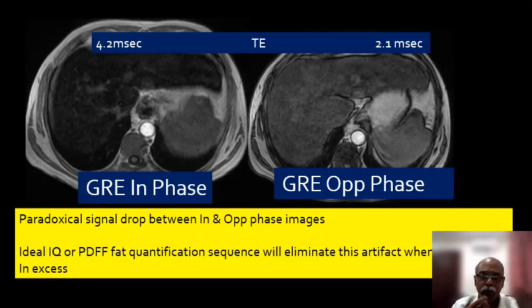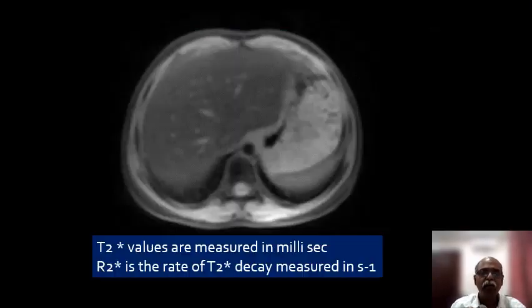Now, when you start doing chemical shift imaging of the liver, you have got two TEs: in phase and opposed phase. Opposed phase comes first, in phase comes later. Opposed phase is 2.1 milliseconds at 1.5 Tesla, and in phase is 4.2 or 4.4. So when there is excessive iron deposition in the liver, there is a paradoxical shift of signal drop. In phase, there is a severe signal drop compared to opposed phase. That is because excessive iron deposition leads to early decay of the signal in the liver parenchyma.